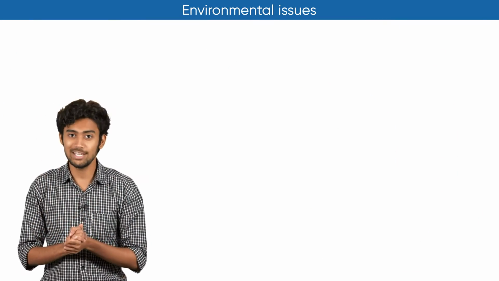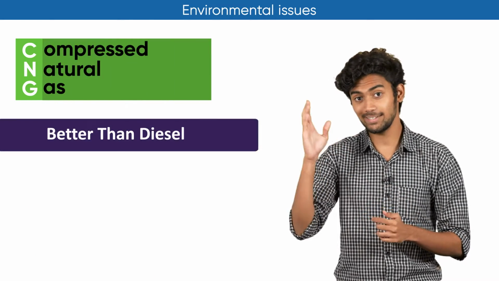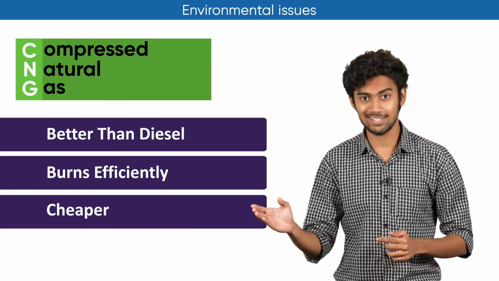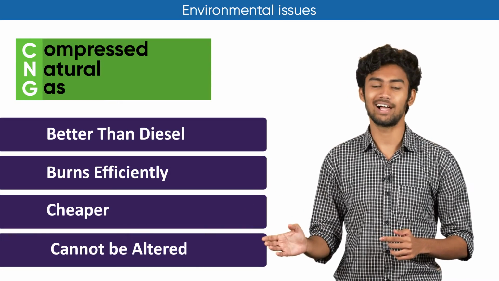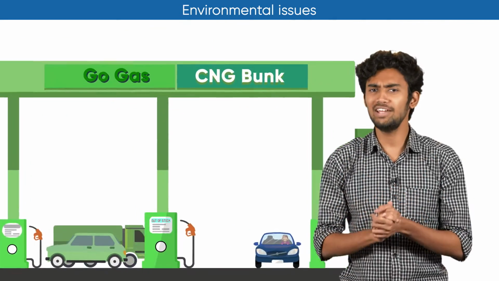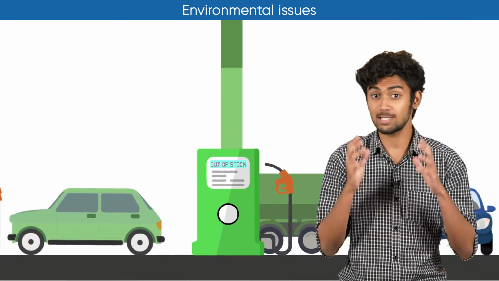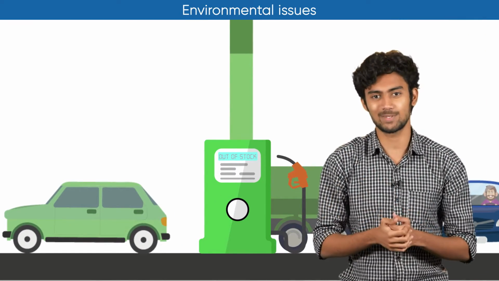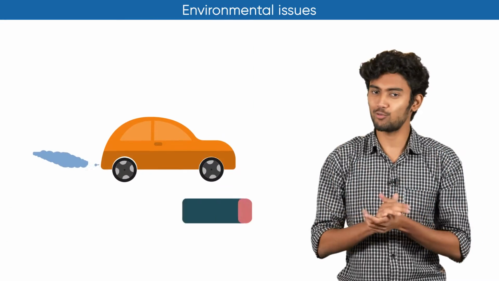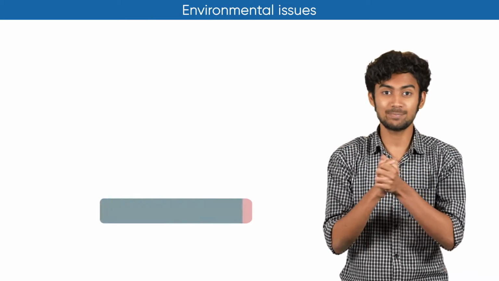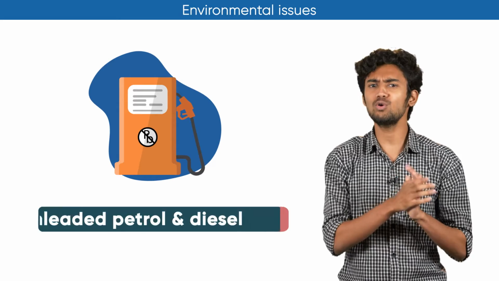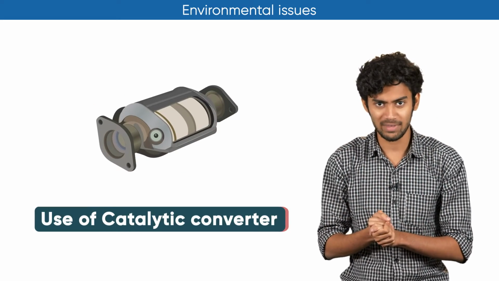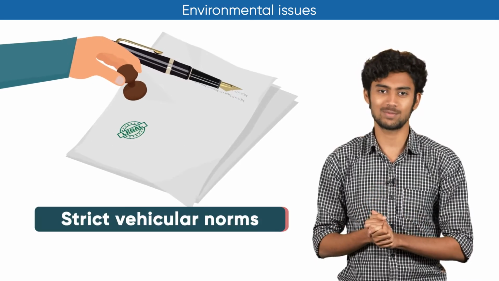The advantages of CNG over diesel are: it is better than diesel, it burns more efficiently than diesel, it is cheaper than diesel, and it cannot be altered like diesel. Since the availability and distribution of CNG is practically difficult, the Delhi government has already taken parallel steps. That is, avoid the use of old vehicles, use of unleaded petrol and diesel, use of low sulfur petrol or diesel, use of catalytic converters in vehicles, application of strict vehicular norms.